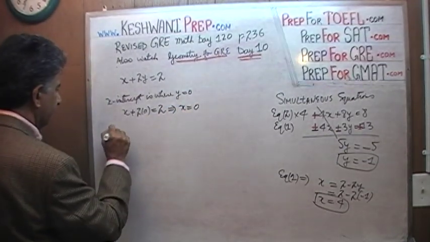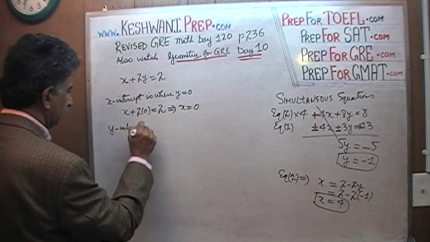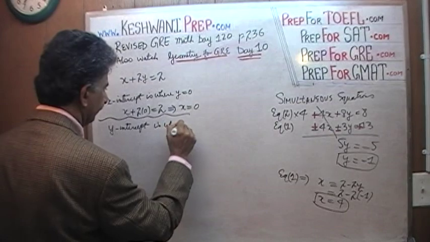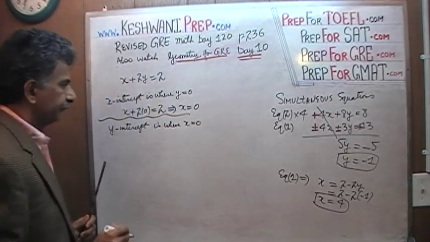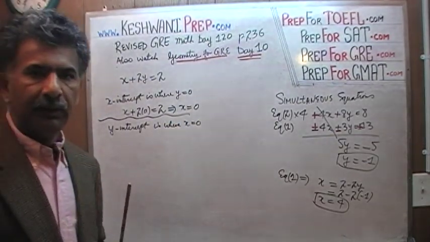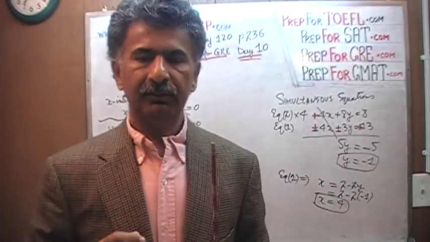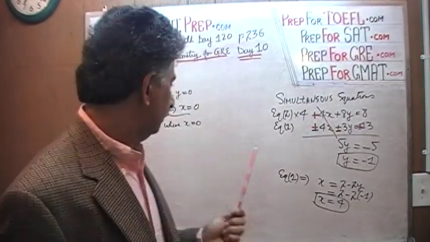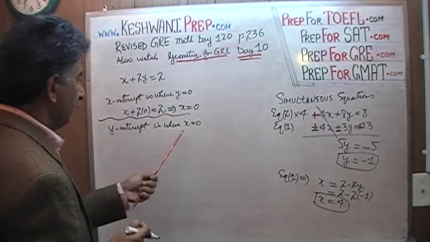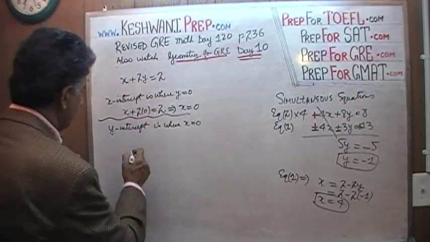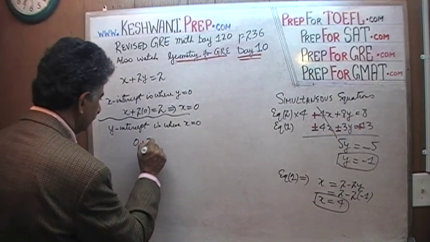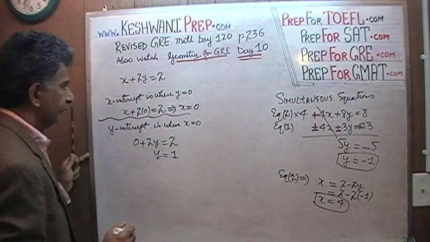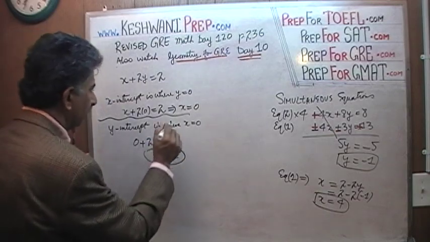Let's find the y-intercept. Y-intercept is where x is 0. So this is where the line cuts the y-axis. Wherever the line cuts the y-axis, the value of x is 0. And that's called the y-intercept. So here we plug in x equal to 0 in this equation, and we end up with 0 plus 2 times y equals 2, and therefore y equals 1. There you go. We have the 2 points we're looking for.